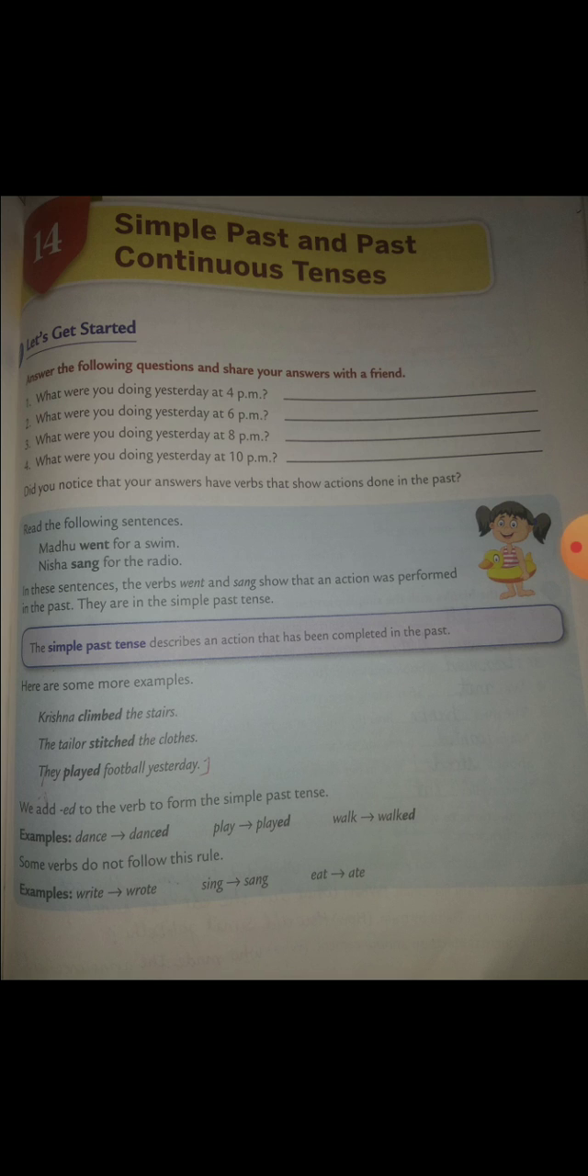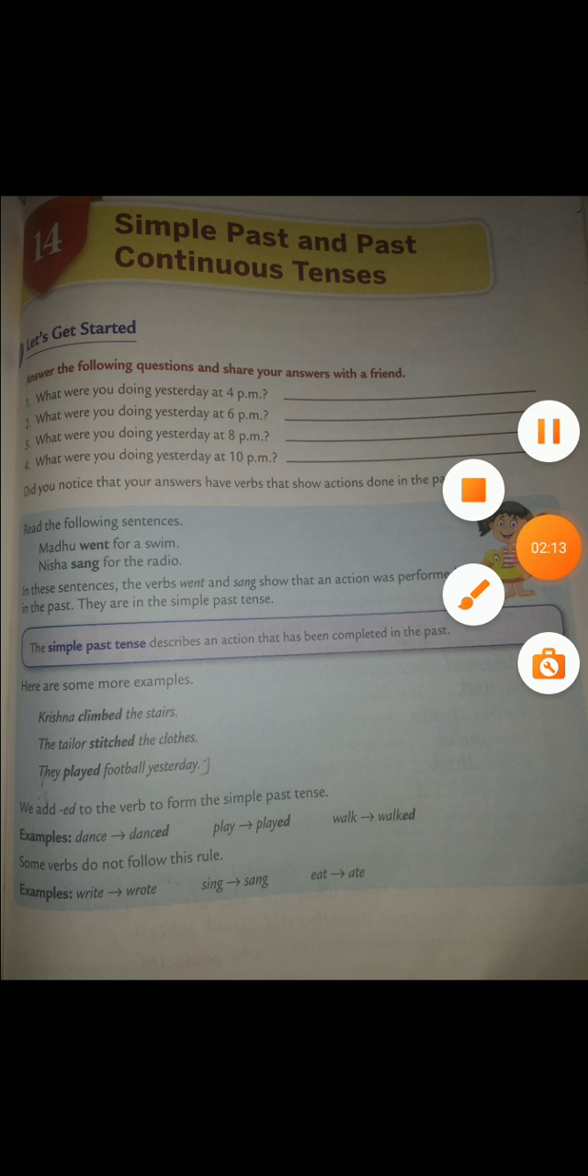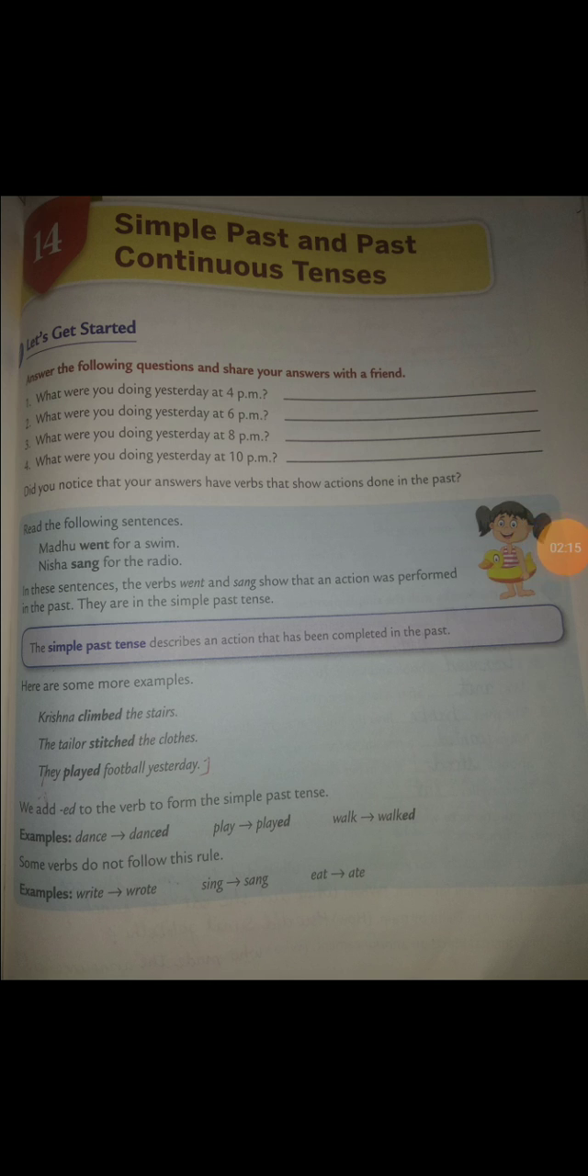But there are some verbs which do not follow this rule of adding ed, in that the word completely changes. For example, write becomes wrote, sing becomes sang, and eat becomes ate. So we will not add ed to these words such as write, sing, eat, etc.